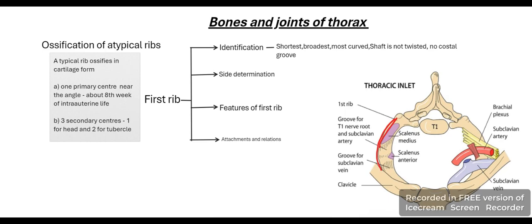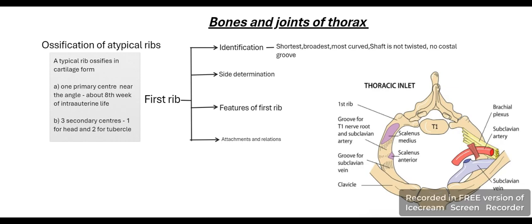Now the serratus anterior muscle is there. Its upper digitation is attached behind the groove of the subclavian artery. Behind the groove of the subclavian artery there is one more muscle on the shaft, the scalenus medius, and on the border there is the muscle called serratus anterior.